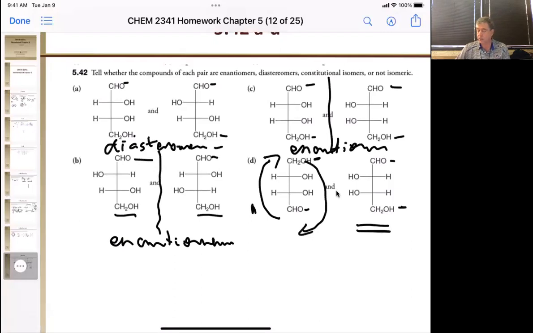Okay, so that's all of our questions for chapter 5. So go ahead and study these and practice those different ways to draw things. Remember, we have our 3-dimensional with wedges and stuff, and then we also have our Fischer projections here, which are really good for doing diastereomers.